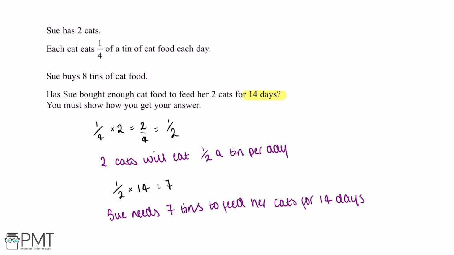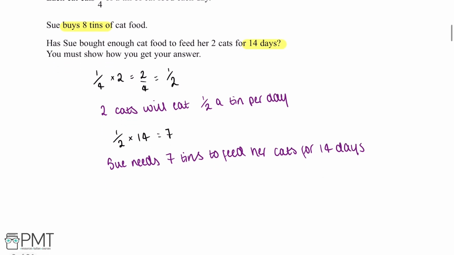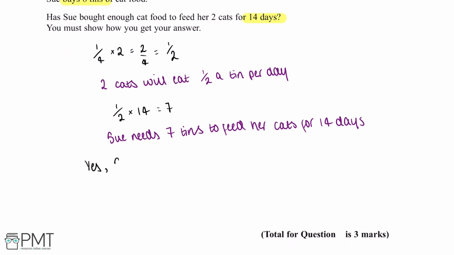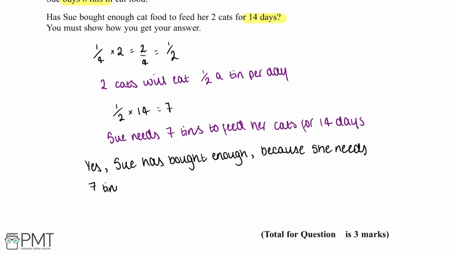Now in the question we've been told that Sue buys 8 tins of cat food. So therefore, because only 7 will be needed to feed them for 14 days, Sue has bought enough tins of cat food. So now the final thing we need to do for this question is write a summary statement. So we can write something along the lines of, yes, Sue has bought enough cat food because she needs 7 tins to feed her cats for 14 days, but she has bought 8 tins.